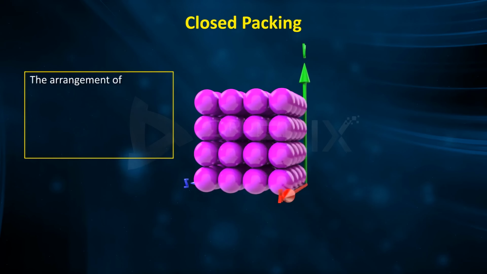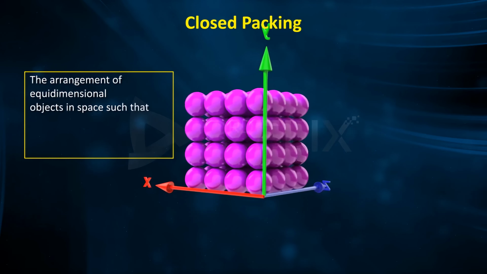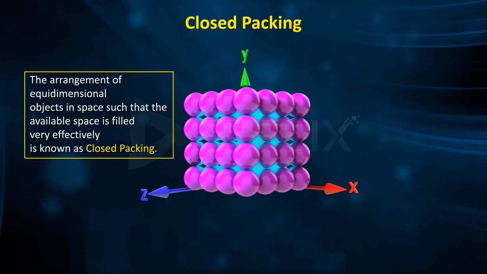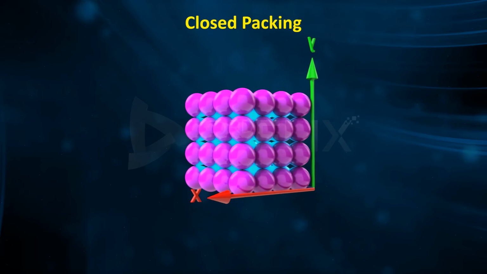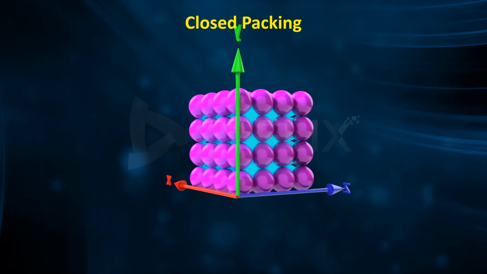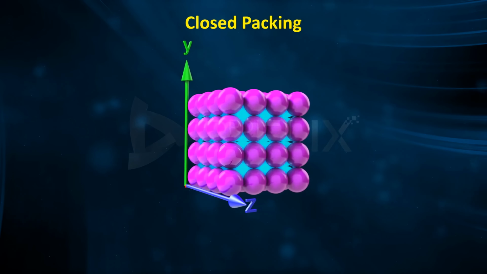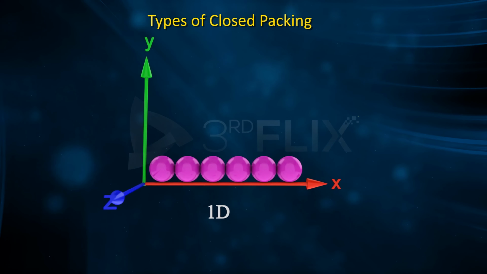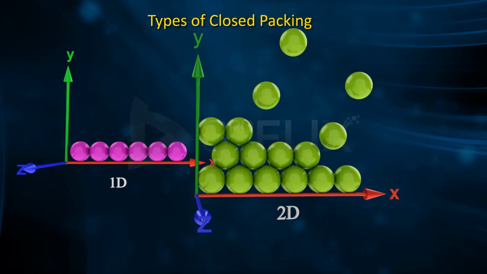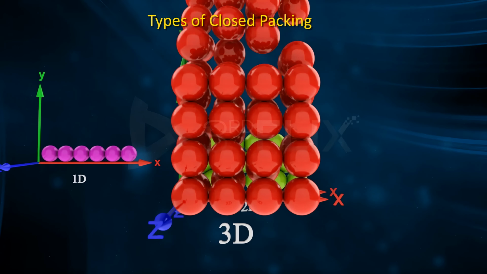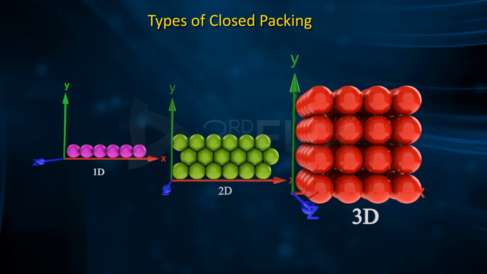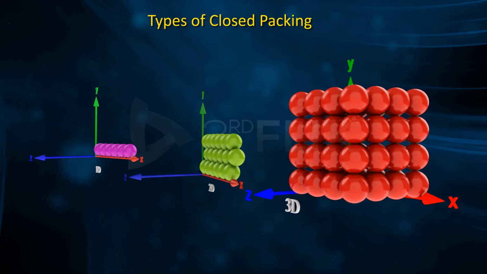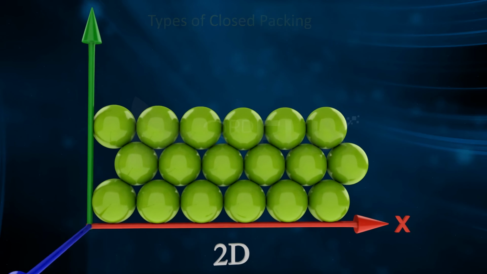Such an arrangement of equidimensional objects in space, such that the available space is filled very effectively, is known as close packing. As solids are three-dimensional objects, close packing can be done in 3 ways. That is, close packing in 1 dimension, close packing in 2 dimensions, and close packing in 3 dimensions. Before understanding each of these in detail, let us assume the constituent particles to be hard spheres of identical size.